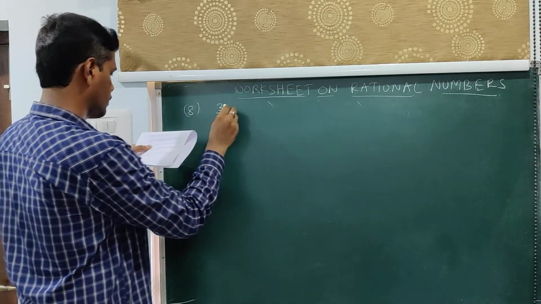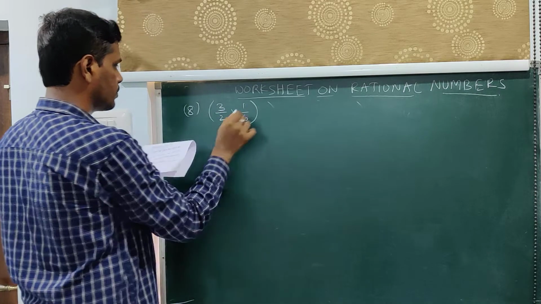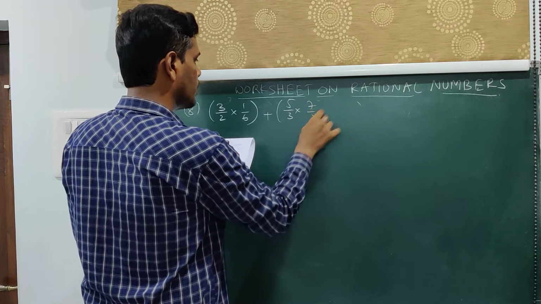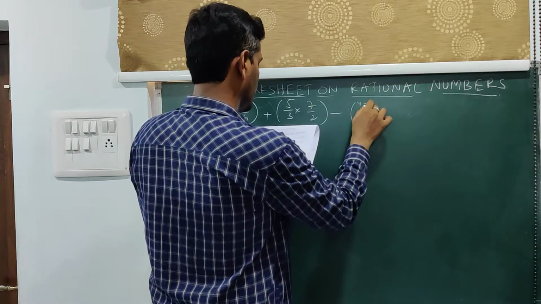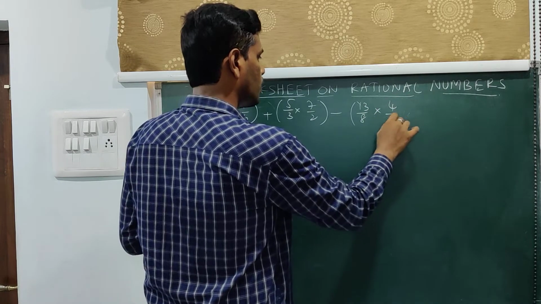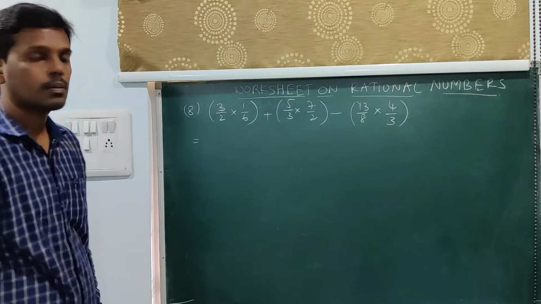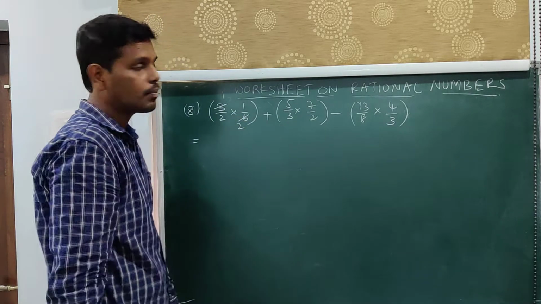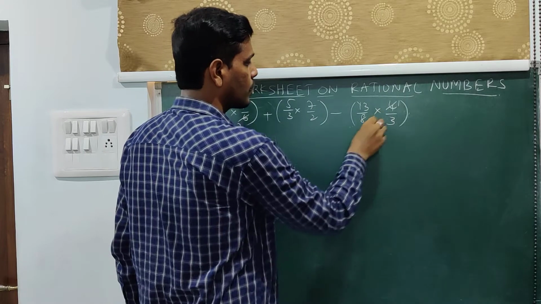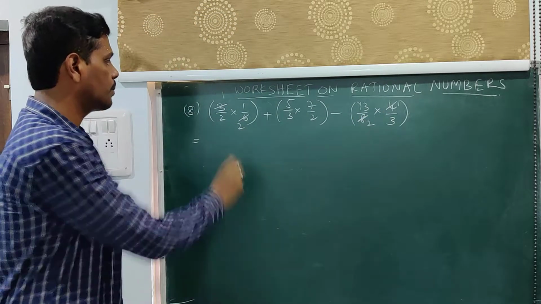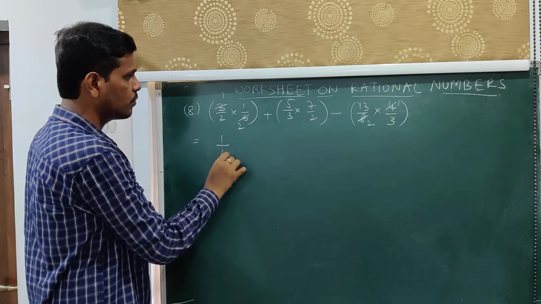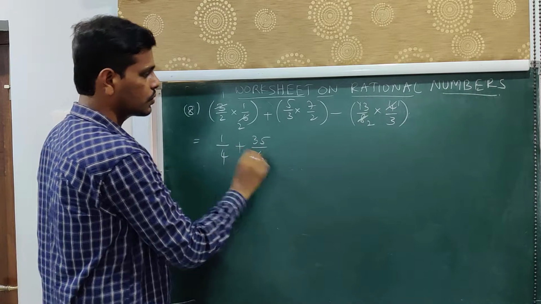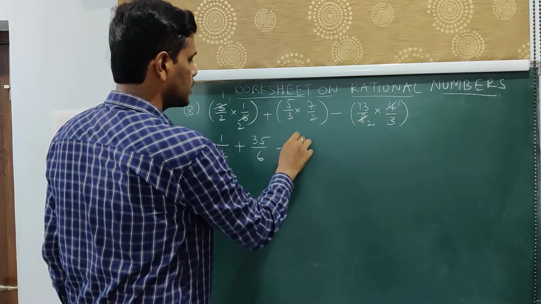Eighth one, 3 by 2 into 1 by 6 plus 5 by 3 into 7 by 2 minus 13 by 8 into 4 by 3. Again, wherever simplifications are possible, let's do that. 3 1s are 3, 2 3s are 6. Here no cancellations are possible. Here 4 1s are 4, 4 2s are 8. Now multiply. 1 into 1 is 1. 2 2s are 4 plus 5 7s are 35. 3 2s are 6 minus 13 into 1 is 13.